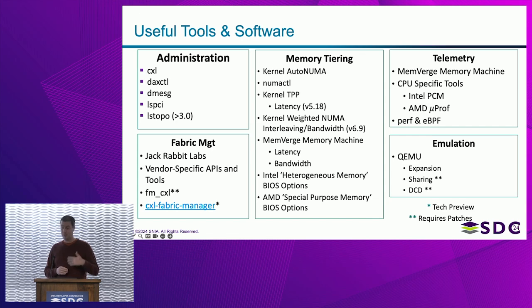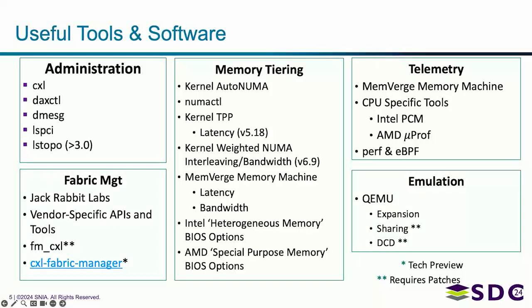So again, Jackrabbit Labs has an open source project. You can emulate an entire fabric if you want to and start playing with that. If you're into the fabric side and you want to add CXL fabric management into your product, this is one way of doing it. The memory tiering stuff I just talked about with TPP, memory bandwidth interleaving.